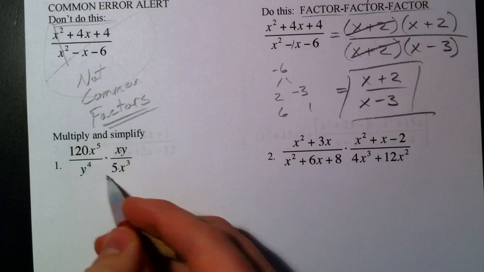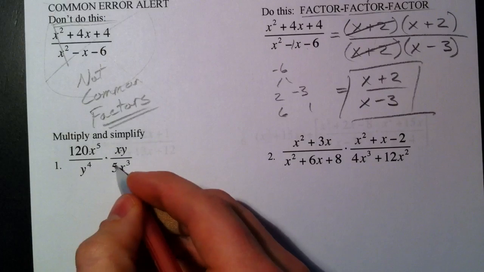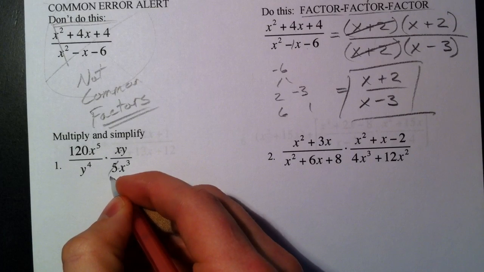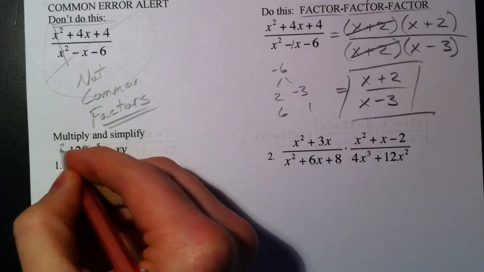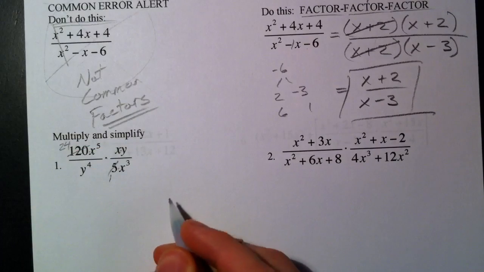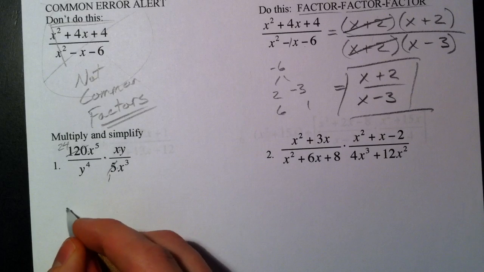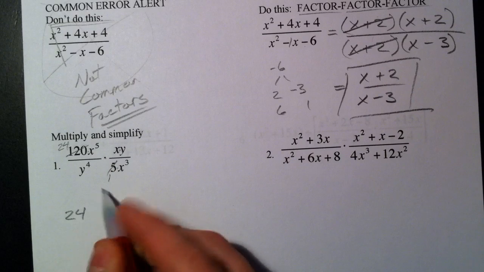120 divided by 5. What do they have in common? Well, they both have 5. 5 goes into 5 once, and 5 goes into 120 24 times. So I know we're going to have a 24. What else do we have in common?